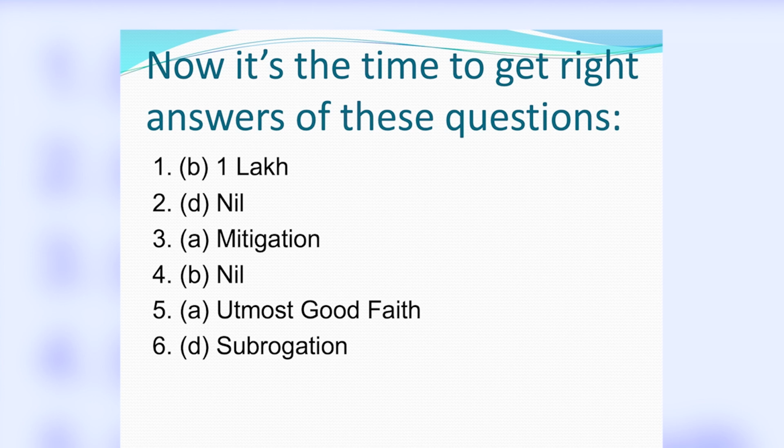Question 4, option B is correct, that is nil. For question 5, answer is A, utmost good faith. And the question 6, answer is D, subrogation.